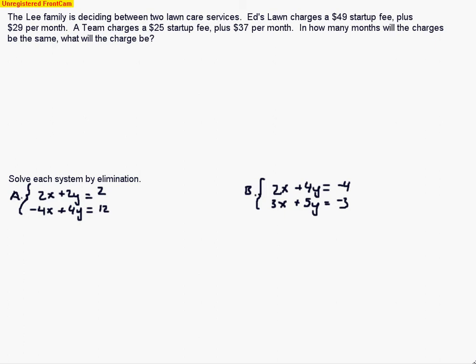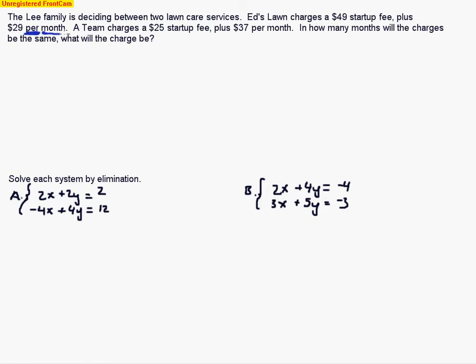The second half of today's lesson deals with solving systems by elimination, and then also a word problem in which we'll use substitution to solve. So let's take a look at the word problem first. The Lee family is deciding between two lawn care services, and Ed's Lawn charges a $49 setup fee plus $29 per month. So whenever we see the words per month, we should really think to ourselves, okay, this is probably the question right here, per month.